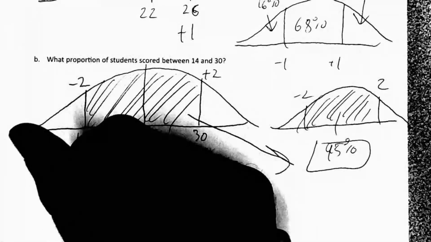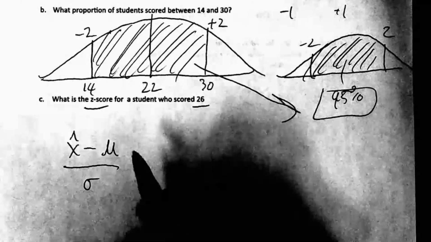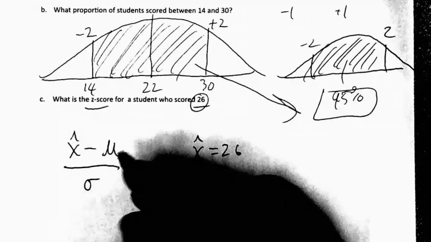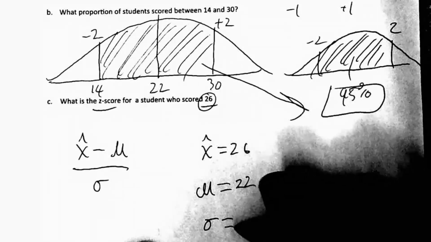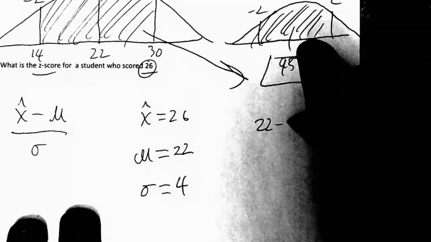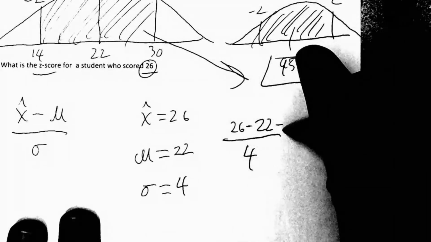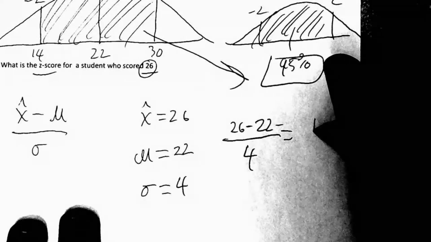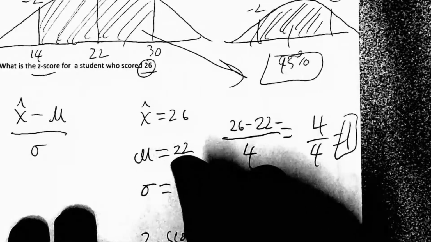What is the z-score for a student who scored 26? Okay, so the formula for a z-score is the value minus the mean, over the standard deviation. So you're just plugging these values into your formula. My value here is 26. My mean, which I wrote up here, is 22. And then my standard deviation, sigma, is 4. Now you just plug it in. So we're going to do 26 minus 22, divided by 4. 26 minus 22 is 4. 4 over 4 equals 1. So the z-score equals 1.